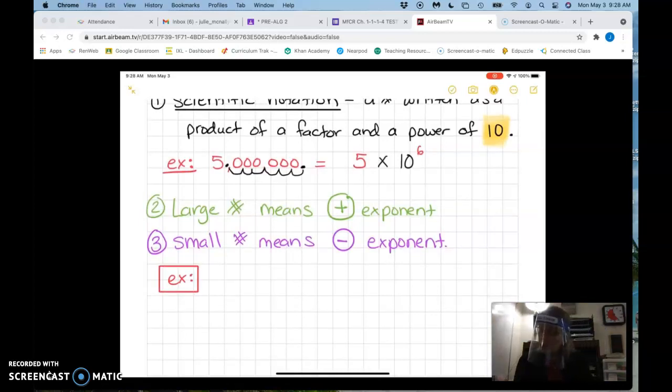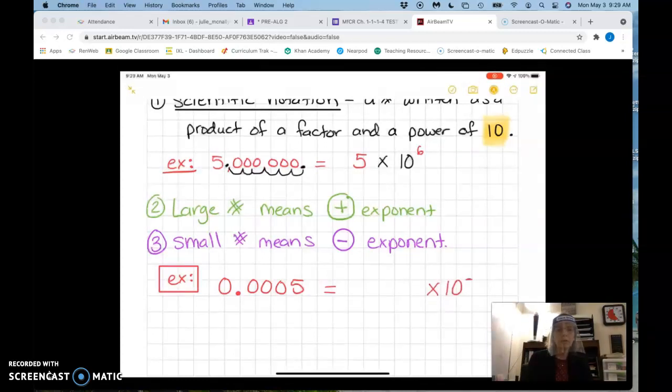So if I have, let's put 3 zeros after the decimal, and I need to turn this into scientific notation. So this time, guess what? I am starting with a very small number. So my exponent is going to be negative. So I'm just going to go ahead and write that little negative on there now so I don't forget.